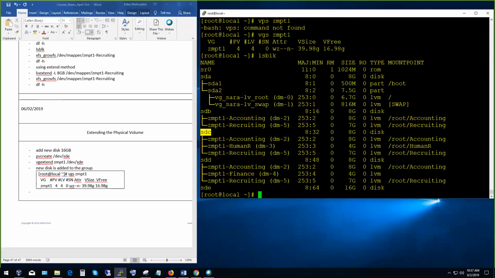So how are we gonna do that? Okay, so what we did is we added the new disk using vgextend. So we have only 4 disks here. SDE is going to replace SDC. Okay, let's take a look here.